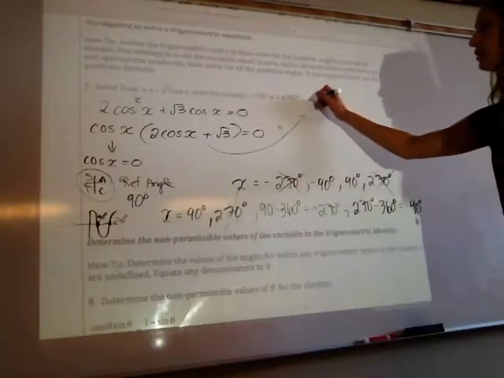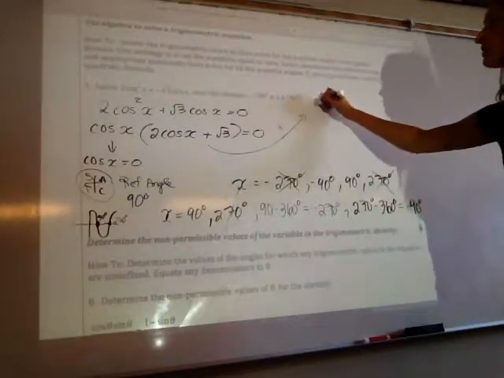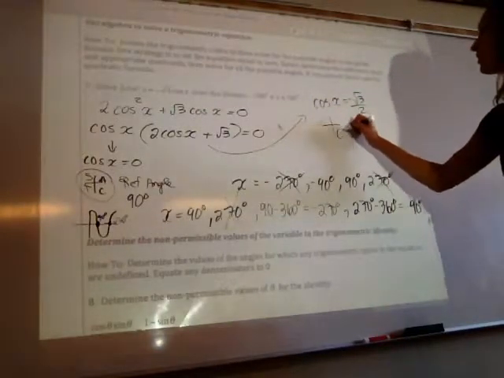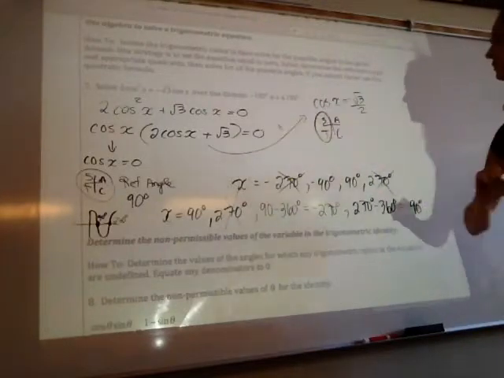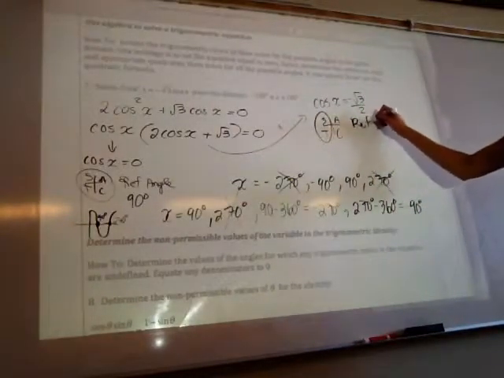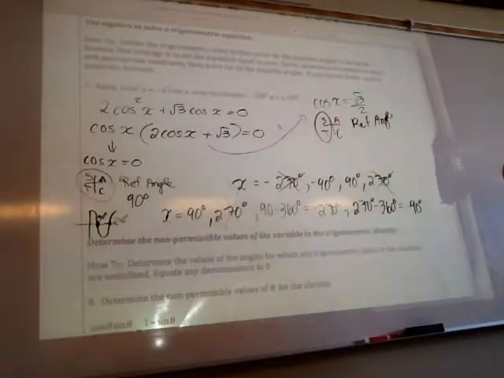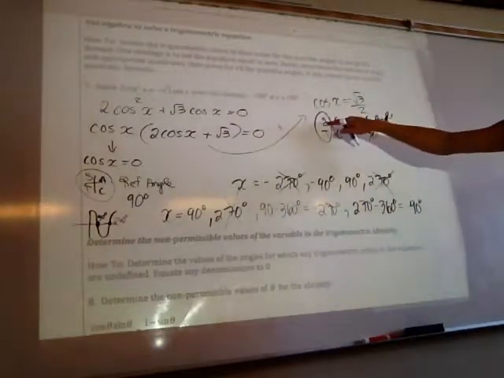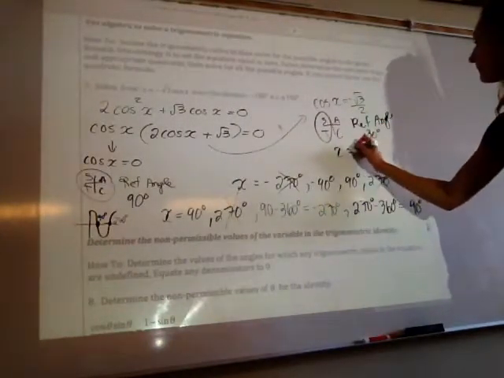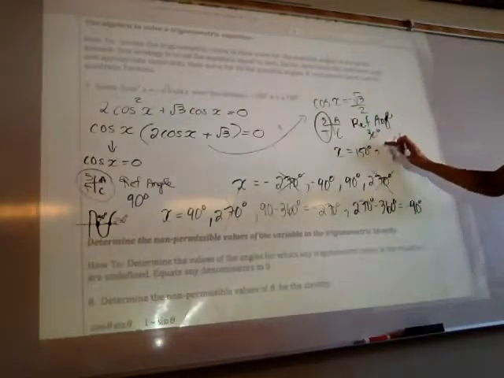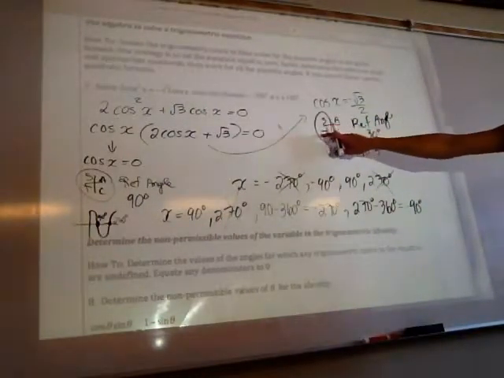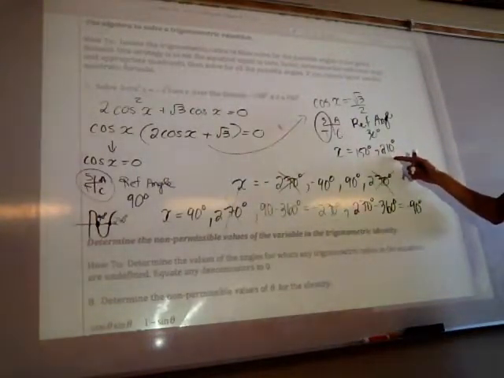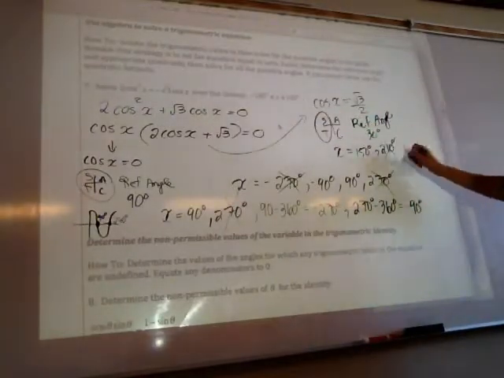Okay, next factor, we have 2 cosine x plus root 3 equals 0. So that means cosine x will equal negative root 3 over 2. Cosine, if we use the CAST rule, is negative in quadrants 2 and 3. And our reference angle is 30 degrees. So 30 degrees in quadrant 2 would be 150 degrees. And if we apply 30 degrees in quadrant 3, that gives us 210 degrees. Now 210 degrees is over our domain, so we know that won't be a solution.